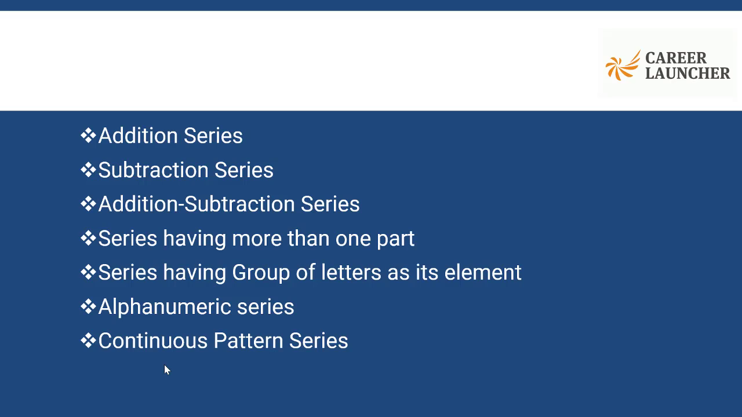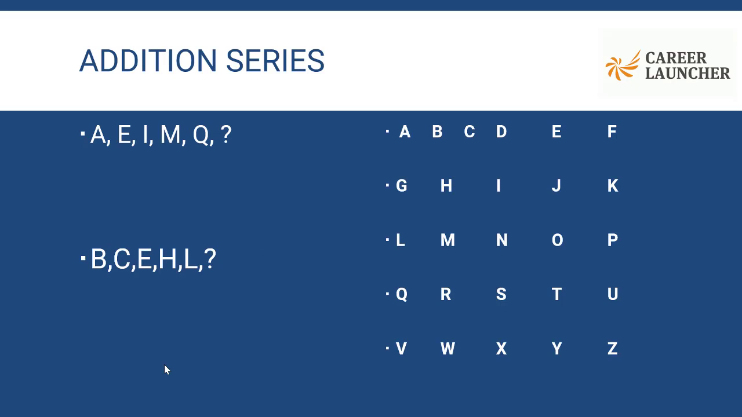So let's get started first. And the first one to come here is addition series. So the series that I have in front of me is A, E, I, M, Q. For your convenience, I have also written the English alphabets here. So after A, if I am reaching E, I'm actually making a gap or a shift of 3 alphabets. What I've done, I've dropped 3 alphabets after A and then I've picked up E.